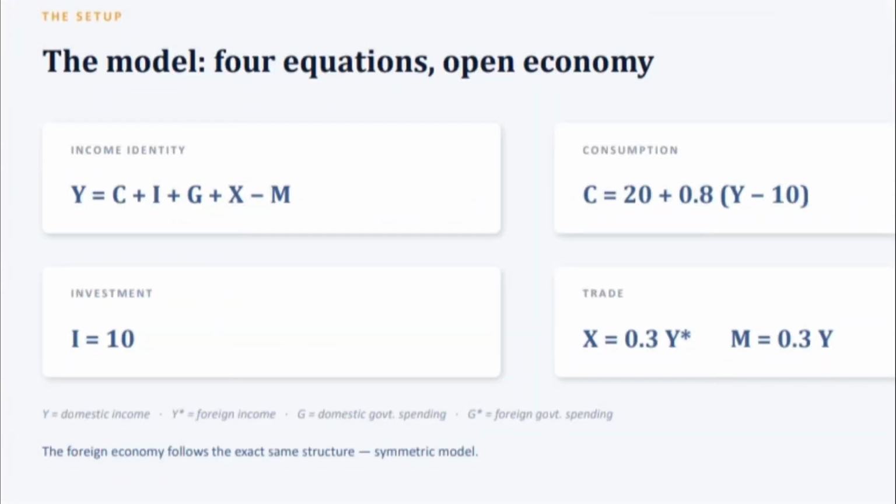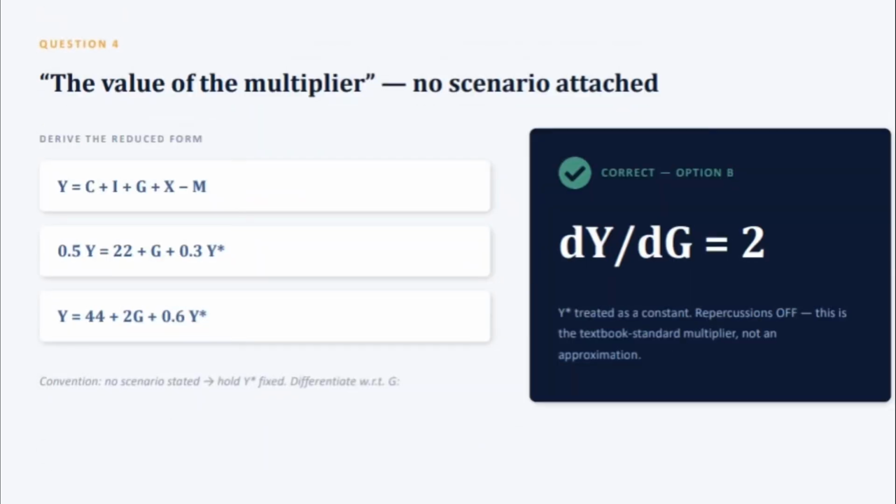Let's derive it. Start from the national income identity. Y equals consumption plus investment plus government spending plus exports minus imports. Substitute in our equations. C is 20 plus 0.8 times (Y minus 10). Investment is 10, government spending is G. Exports are 0.3 Y star and imports are 0.3 Y. Simplify and collect Y terms. 0.5 Y equals 22 plus G plus 0.3 Y star. Multiply both sides by 2. Y equals 44 plus 2G plus 0.6 Y star.